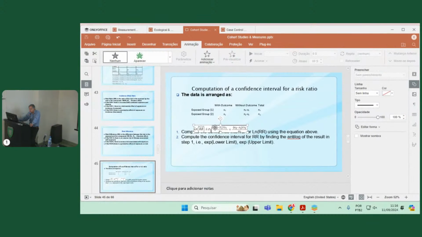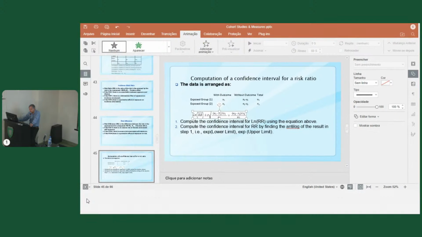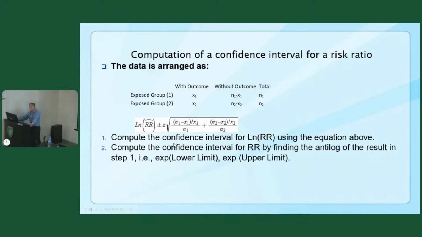Sorry, folks, I feel bad about it somehow. Okay, so you compute the confidence interval of the log of RR first, and then you exponentiate back to bring back to normality, to RR.